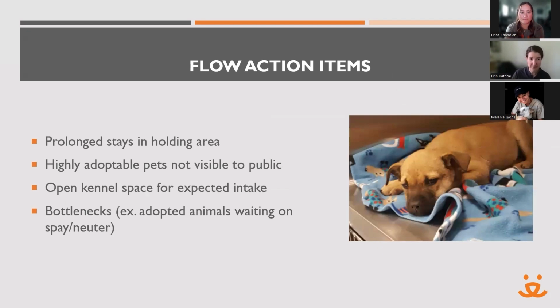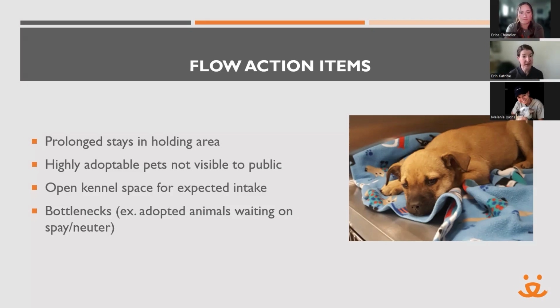Animal flow action items. Do we have animals that are getting stuck in stray holding areas? Their stray hold is up, but they're still hidden in the back. They're not visible to the public. It's important for any animal, but it is really important when we start thinking about our highly adoptables, like the puppy in the photo, right? Are those highly adoptable pets visible to the public so they can get out of here?